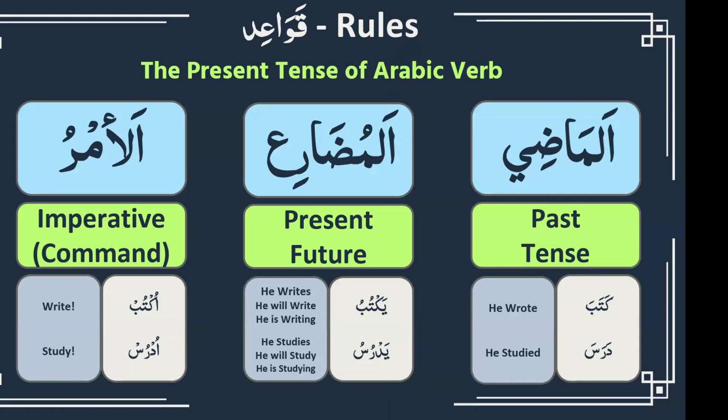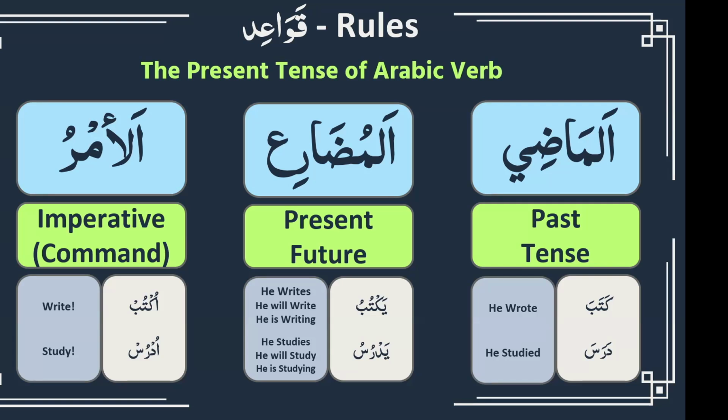In all the lessons we have done so far, we have only done the Madi, which is the past tense. So Kataba, Darasa, he wrote, he studied, Qatala, he killed. Al Mudare is the present future. In the Arabic language, you have just the present and future combined in one. So when you say yaktubu, it will mean he writes, can also mean he will write, and can also mean he is writing.